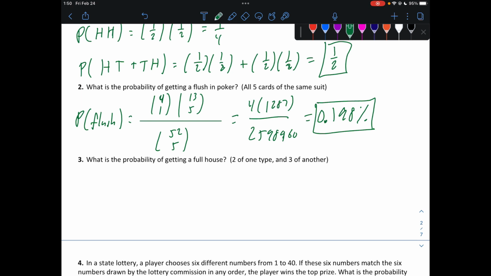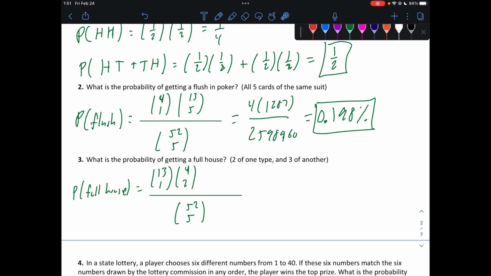What's the probability of getting a full house? So 2 of one type and 3 of another type. So probability of full house. So again, our denominator is all the sample space here. So that'd be 52 choose 5. Okay, so we're going to get 2 of one type and 3 of another type. So there are 13 different types of cards. So first we're going to choose a random one of those. So 13 choose 1. Okay, and then we want to get 2 of those. So there's 4 of each one, so we're going to choose 2 of those.